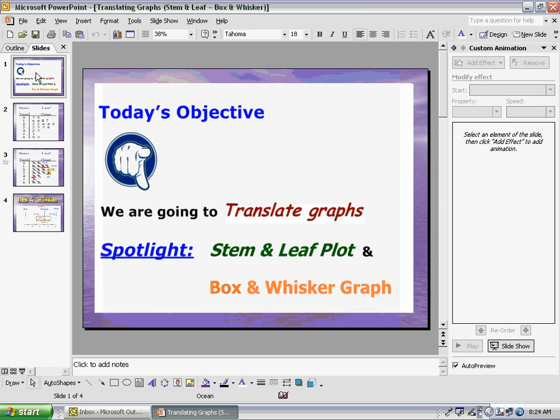So, this was translating graphs. Our spotlight, again, was a stem and leaf plot and a box and whisker. I hope you found this both helpful and informative.